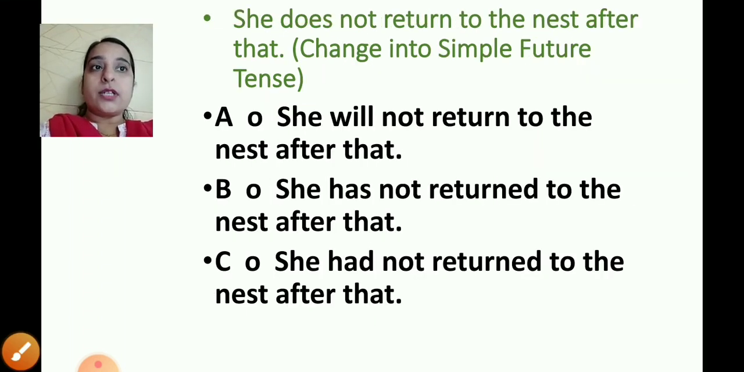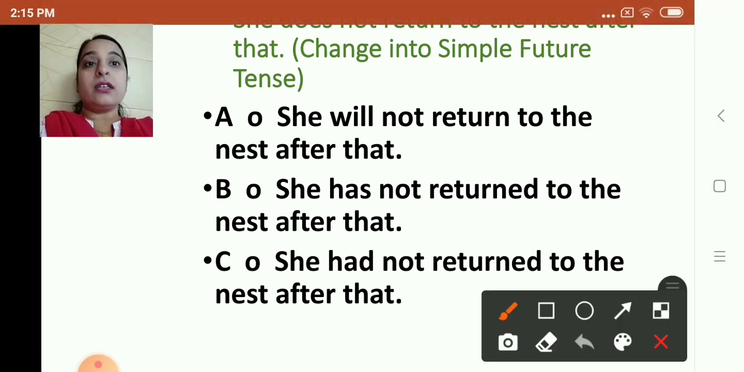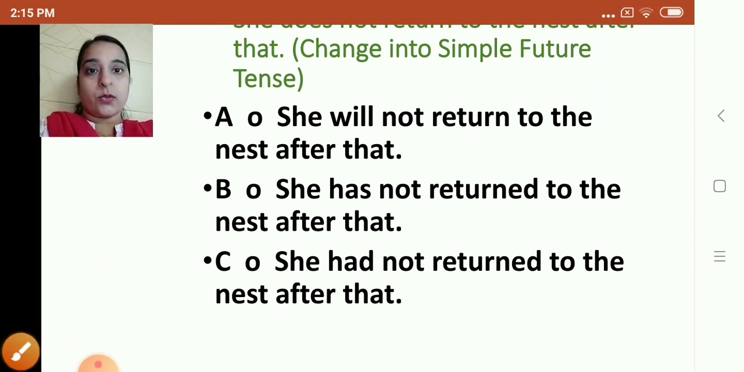She does not return to the nest after that. Change into simple future tense. She will not return to the nest after that. She has not returned to the nest after that. She had not returned to the nest after that. Now children, we have to change it to simple future. So here, she will not return to the nest after that, okay?